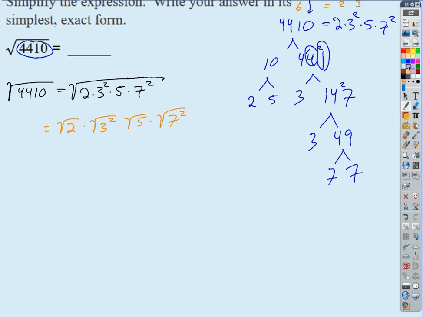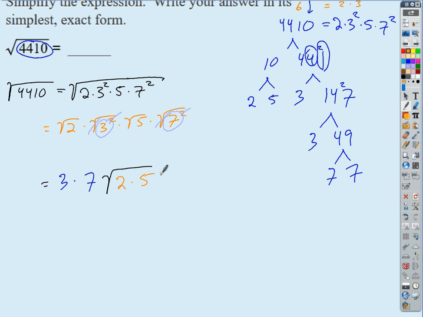Why is that so useful? What's going on? What happens if I square root something that's squared? It cancels it out, right? Because square roots and squares undo each other. So look, those cancel and I just get a 3. Those cancel and I just get a 7, right? So then this whole thing is just equal to 3 times 7 times the square root of 2 times 5. Agreed?